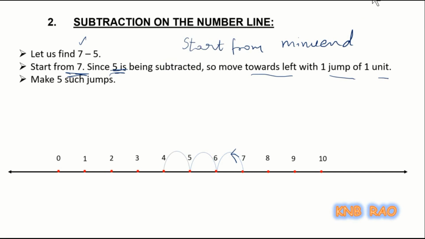5 to 4, third jump. 4 to 3, fourth jump. 3 to 2, fifth jump. So how many such jumps have we done? 5 such jumps we have done. Where have we reached? We have reached 2. So when we reach 2, the answer is 7 minus 5 is equal to 2.